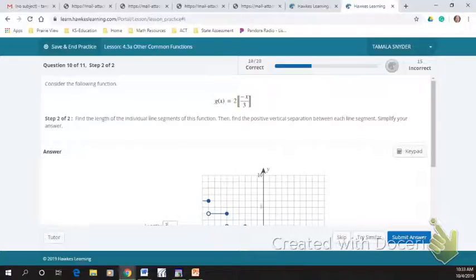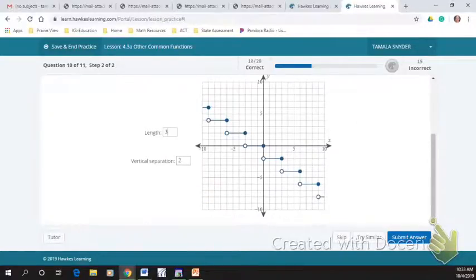Because that's this number right here is horizontally stretching it, okay? That's a horizontal stretch. That's a vertical stretch. So my vertical separation is 2, and my length of my steps is 3. So see how it stretched the steps out to be longer. All right, so put length equals 3, vertical separation equals 2, and then it will draw it for you.